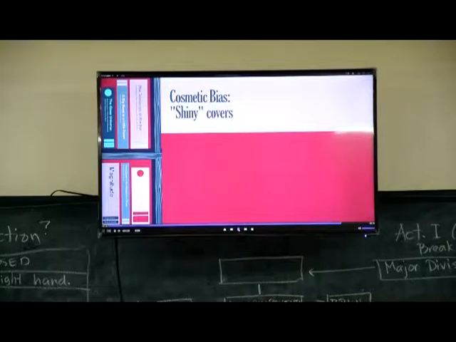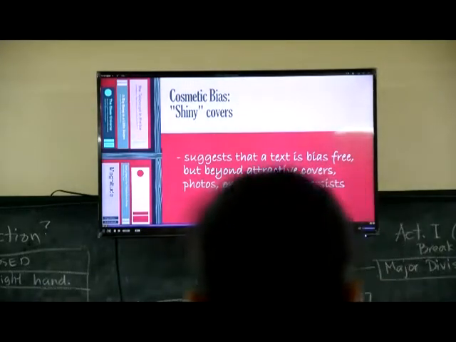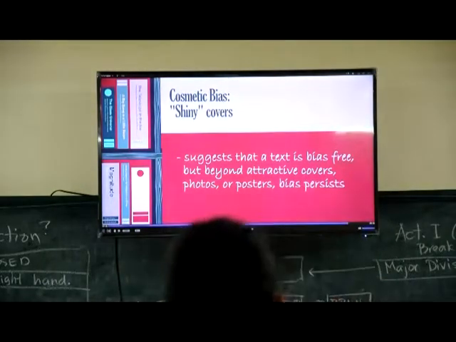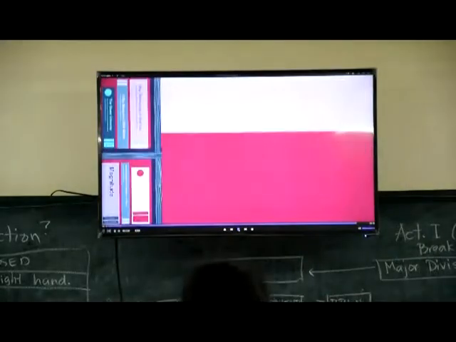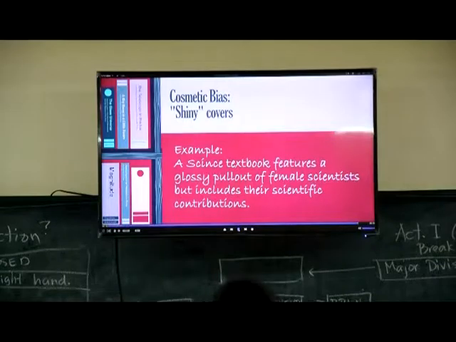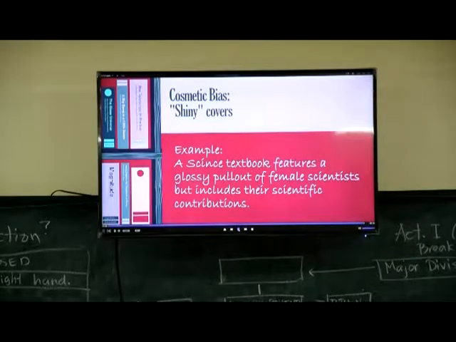Cosmetic bias. Shiny covers. The relatively new cosmetic bias suggests that a text is bias-free, but beyond the attractive covers, photos, or posters, bias persists. An example is a science textbook that features a glossy pullout of female scientists, but includes precious little narrative on the scientific contributions of women.